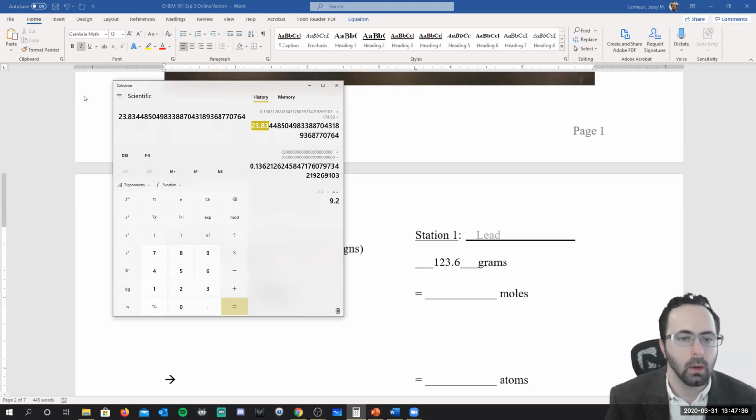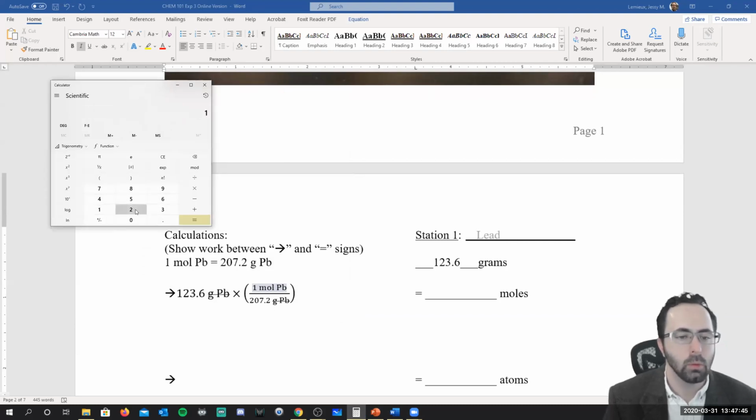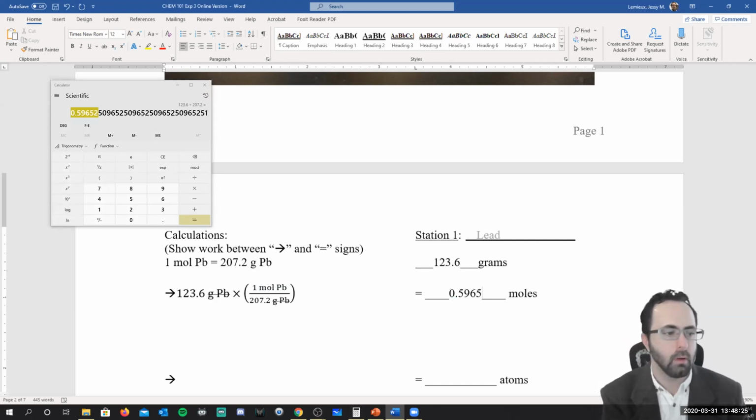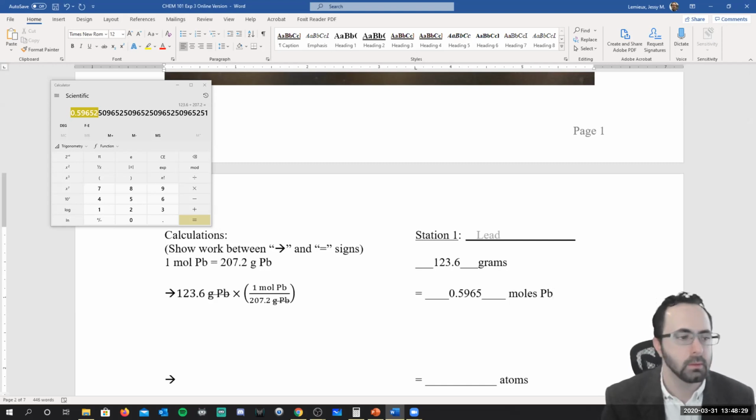Okay. Then we get our calculator. All right, and we do 123.6, and then this is on the bottom. So we're going to press divide, 207.2. And we get 0. So our calculator gives us this big long number, but remember, I want to round to 4 sig figs because my 123.6 had 4 sig figs. Okay. So I would write my number as 0.5965, and I won't round the 5 up because this is a 2. So I say 0.5965 moles of lead to be specific. I can type this in here, Pb, if I'm being very specific.